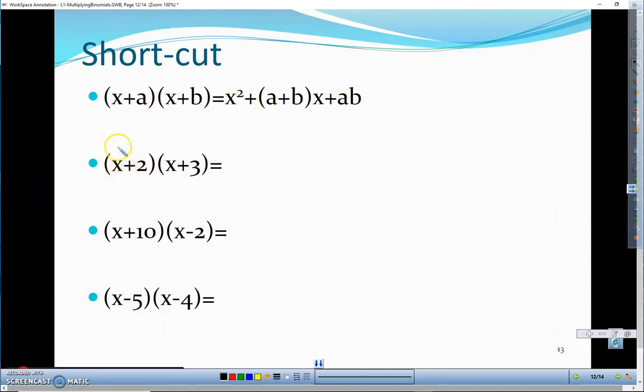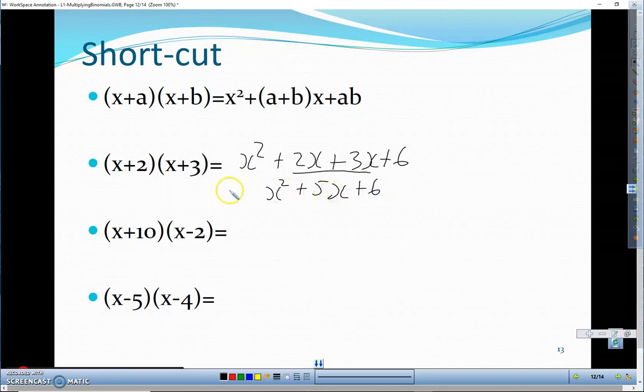So when we look at this, we could expand it out. We know that this is x squared plus 2x plus 3x plus 6. And notice here when we collect these terms, the 2 plus the 3 turns into the 5x. But is there a way that we could just jump right to the end? And there is, specifically when it's x plus a times x plus b. So let's look at this one.